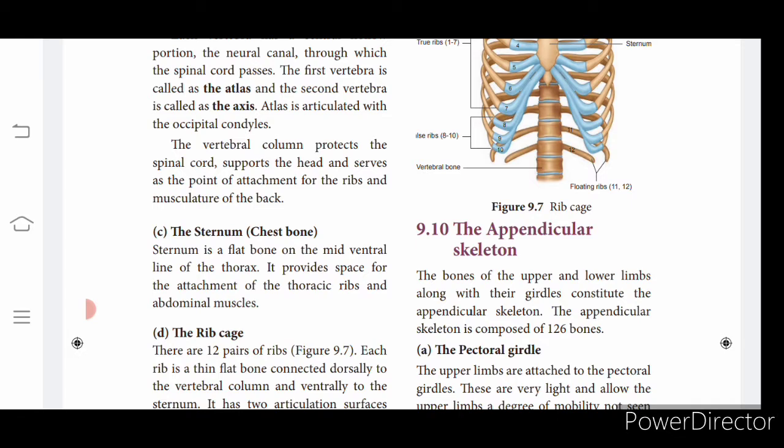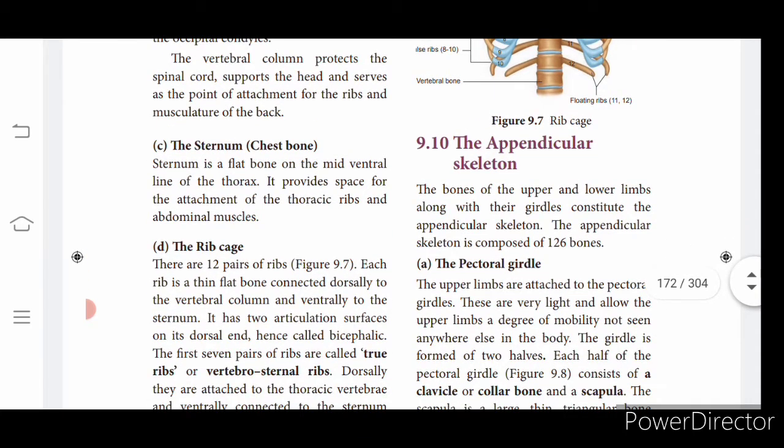The occipital condyle is a place in the skull. Do you remember when we studied the regions of the skull? At the back side of your head, you have this occipital condyle where the atlas is articulated. That is coordinated action. The vertebral column protects the spinal cord, supports the head and serves as a point of attachment for the ribs and muscular structure of the backside.